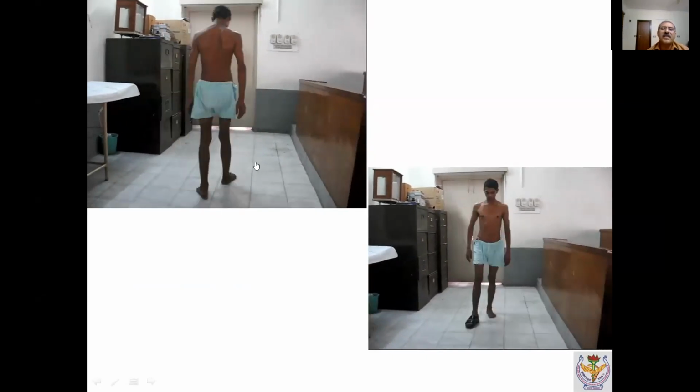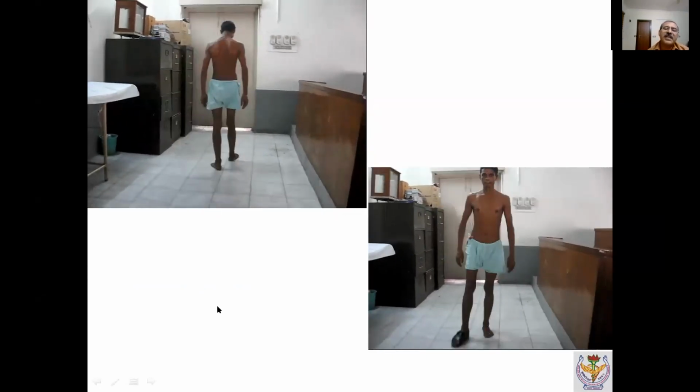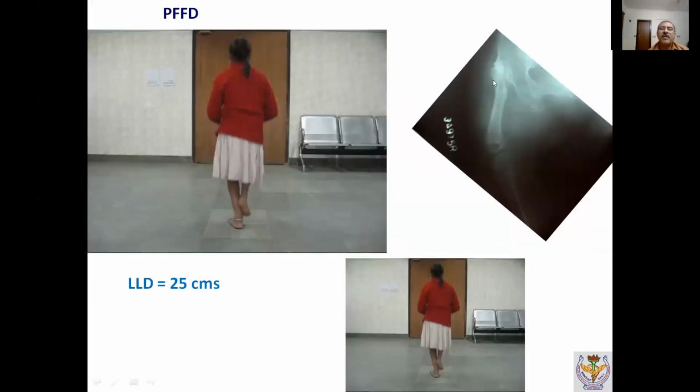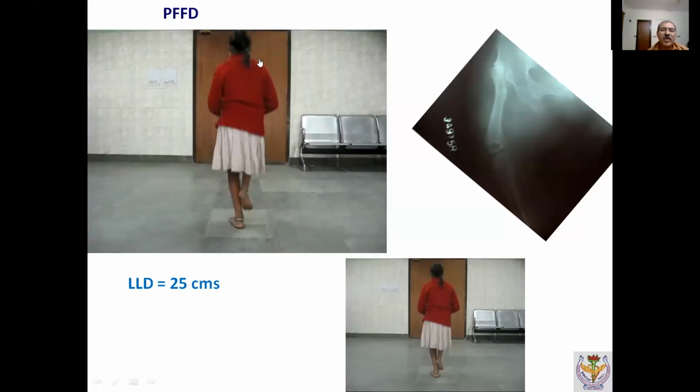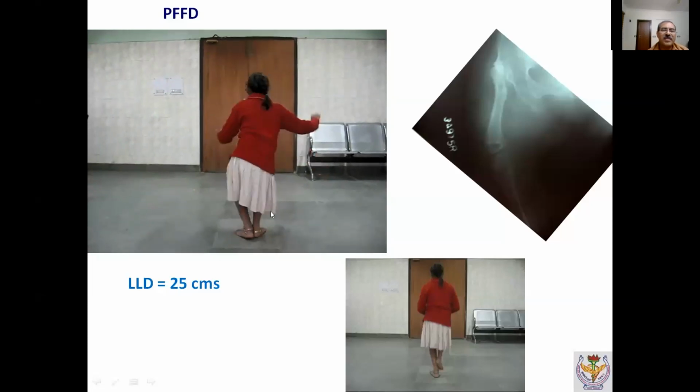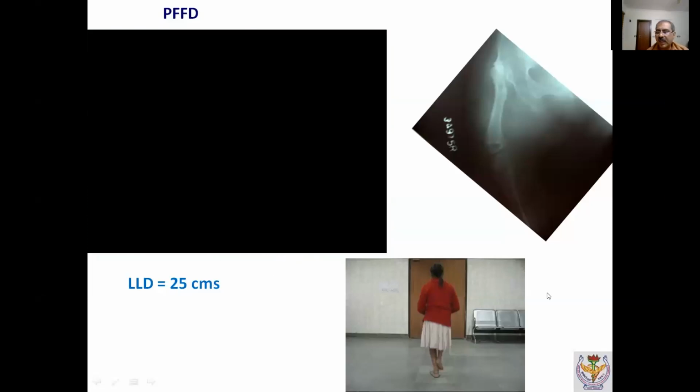Now this is a case where the limb length discrepancy is very severe, 25 centimeters, imagine, because of proximal femoral focal deficiency. And we ask the patient to stand. You can look at the vertical dip of the shoulder and the pelvis, so unstable. Right? So that is a typical short limb gait, vertical dip downwards.